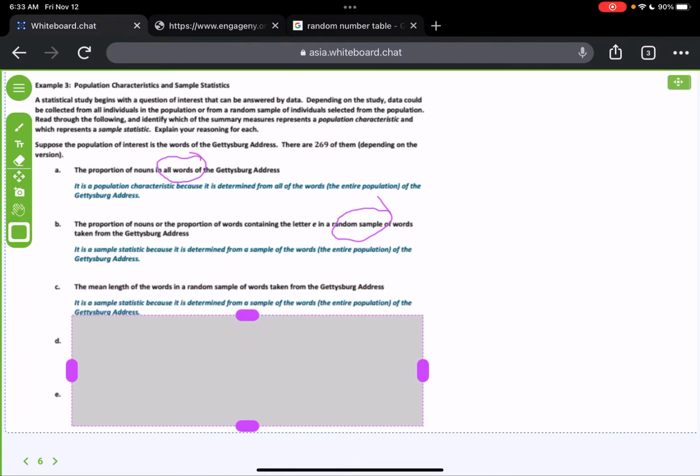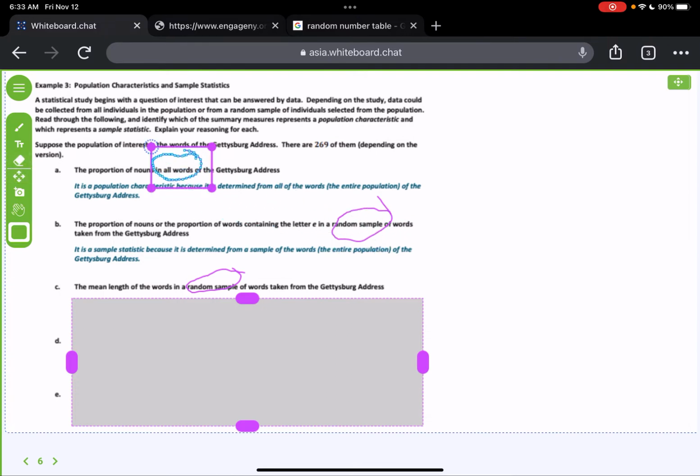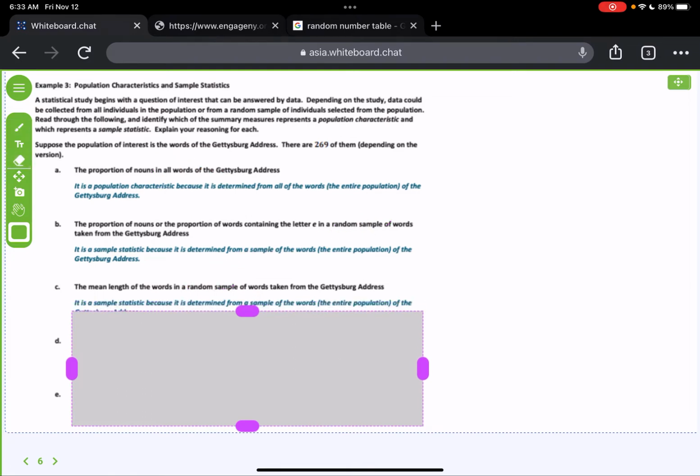It's very simple. All right, let's look at the mean length of the words in a random sample. Once again, it has to tell you whether it's coming from a sample or if it's coming from a population. So if it does that, you already know your answer. This is going to come from a sample statistic because it's not the entire population.